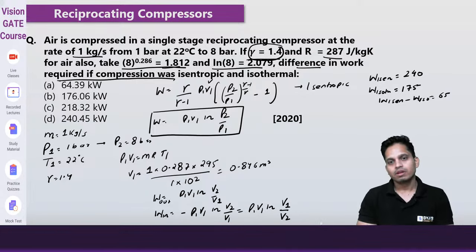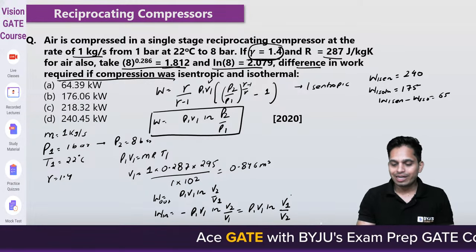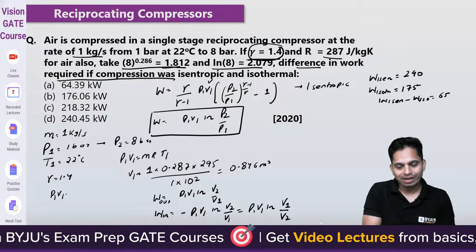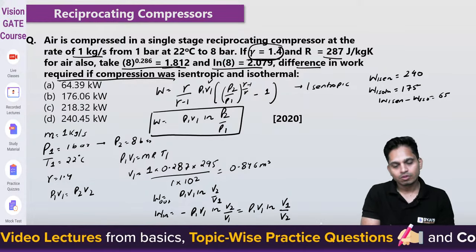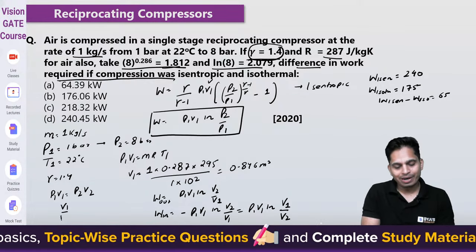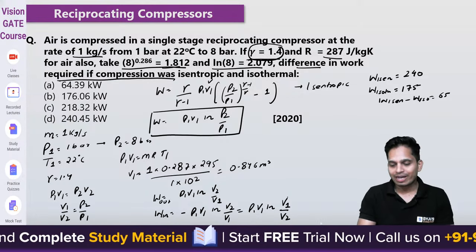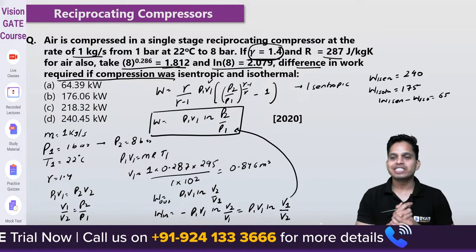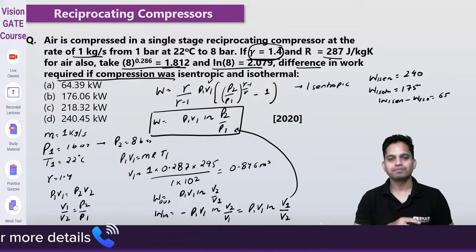Okay. Now it is an isothermal process. If it is an isothermal process, it means P1 V1 equals P2 V2. So I can write V1 by V2 equals P2 by P1. So I can replace this by this. Simple. It is basic thermodynamics. Okay. Chalo.